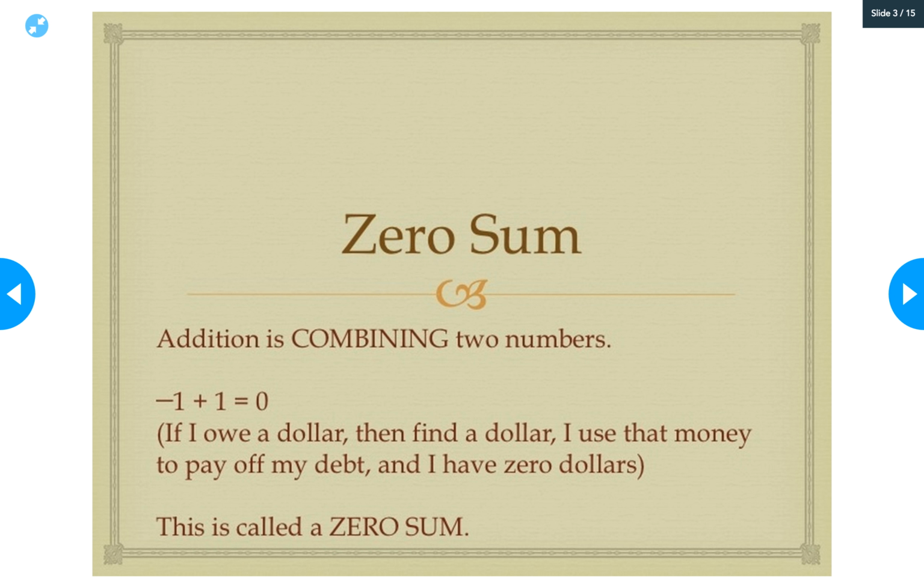-1 plus 1 equals 0. It makes sense if we think about it. If you owe $1, you have -$1. If you find $1 and use that money to pay off your debt, you then have $0. This is called a zero sum. Remember, the word sum is the answer to an addition problem.